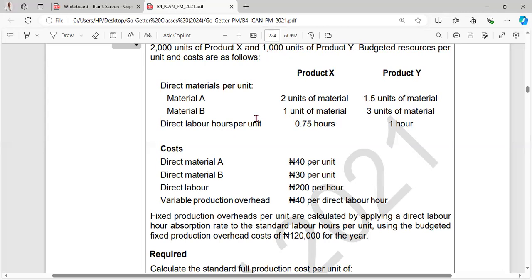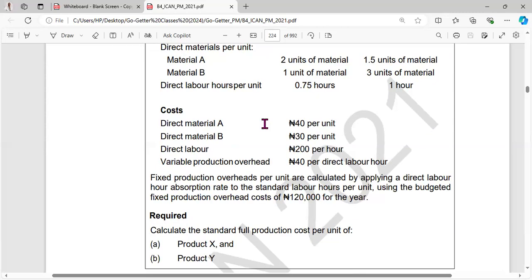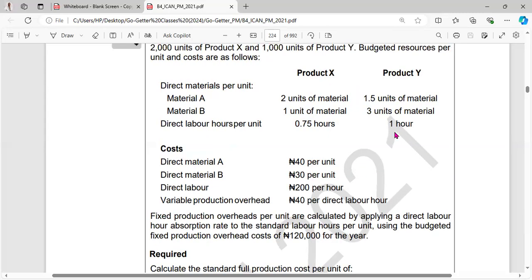Direct labor hours. We plan to spend 1 hour to make product X. Then the other cost here, we have direct material. This is usage, direct material usage. Who sets material usage? We said it is the operational manager.